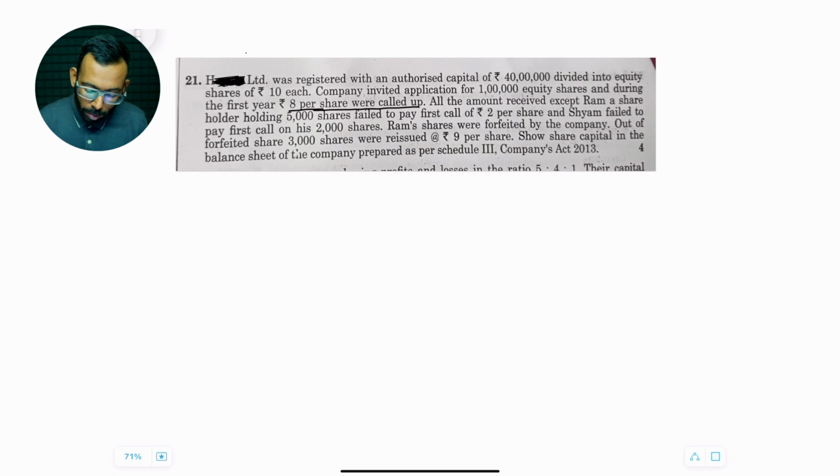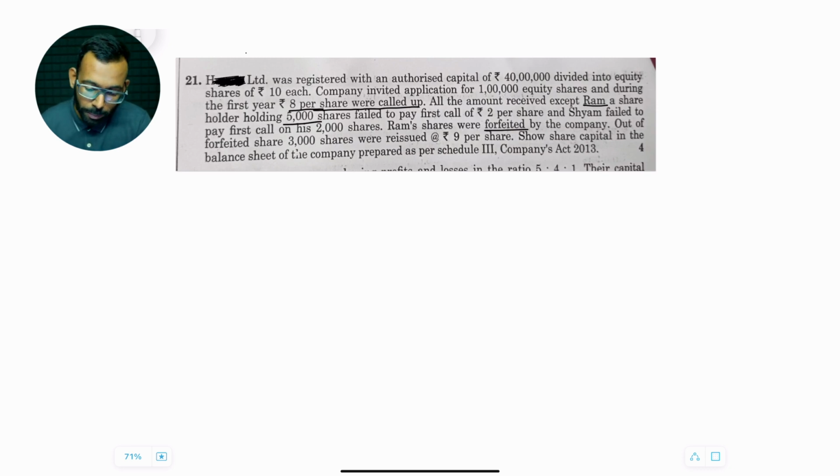Okay. All the amount were received except Ram, a shareholder holding 5,000 shares, failed to pay first call of 2 per share, and Sham failed to pay first call of 2 on his 2,000 shares. Ram's shares were forfeited by the company. So Ram is the first shareholder. He had 5,000 shares and they were forfeited. Out of the forfeited shares, 3,000 shares were reissued at rupees 9 per share. So show share capital in the balance sheet of the company as per schedule 3.